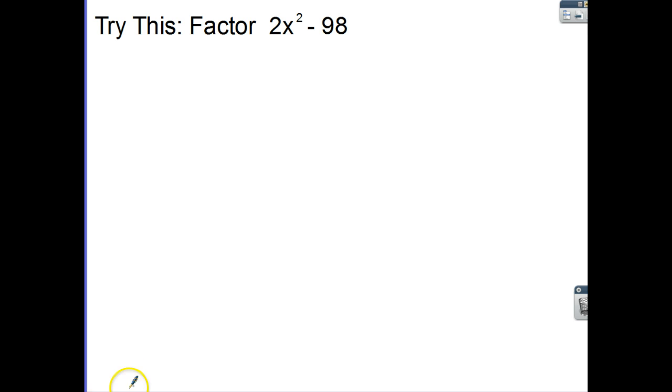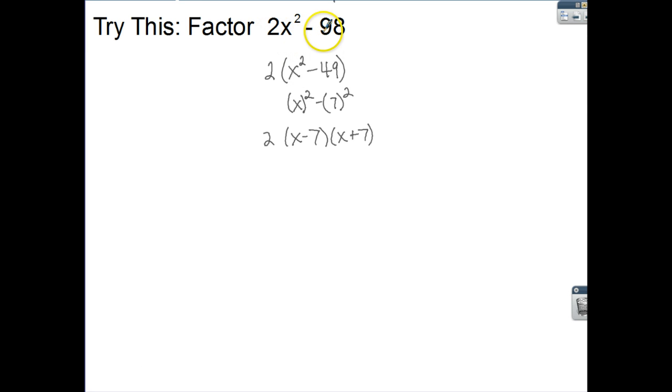Try one. Okay, hoping you found the common factor in this one of 2. Once you take the 2 out, you get x squared minus 49. Can we write this as the difference of two squares? Well, x squared is x squared, and 49 is 7 squared. So yes, we can. Our a is x, our b is 7. We plug that into the formula: a squared minus b squared equals a minus b times a plus b. So for our problem, it's x minus 7 and x plus 7.